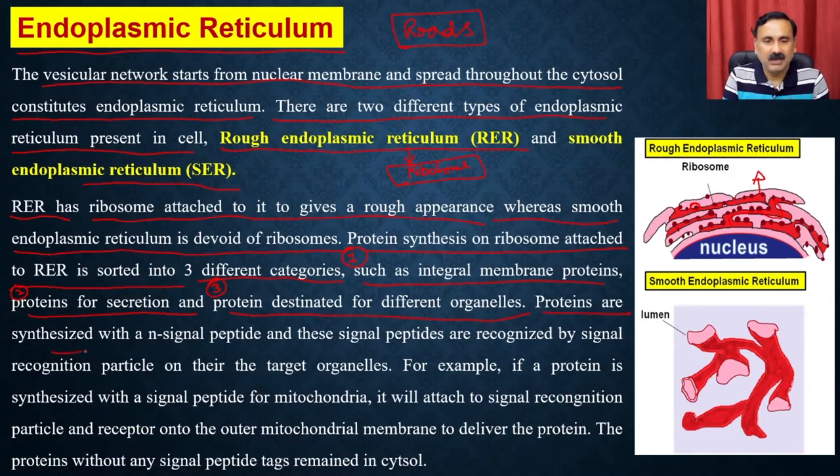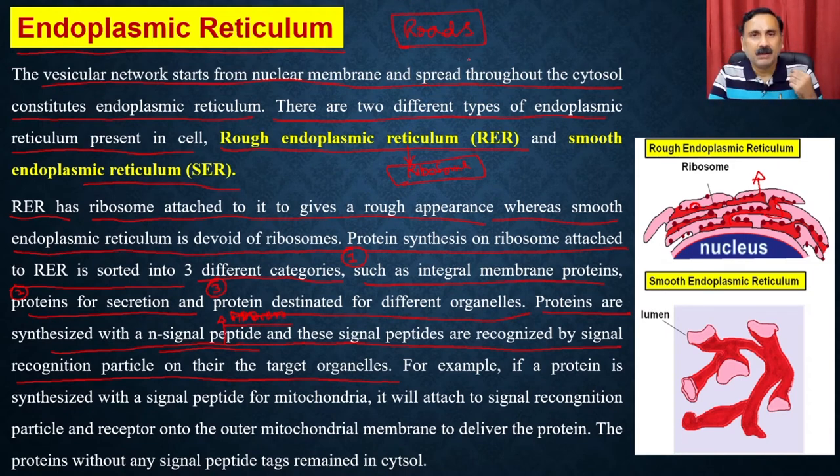Proteins are synthesized with the N-terminal signal peptide, and these signal peptides are recognized by the signal recognition particle on their target organelles. So the proteins which are designated for the different organelles are synthesized with a signal peptide. Signal peptide is nothing but kind of an address, right? So they are actually having an address. You can imagine that if I want to post a letter from here, IIT Guwahati, to IIT Madras, then I will take the letter, and I will write an address on this, right?